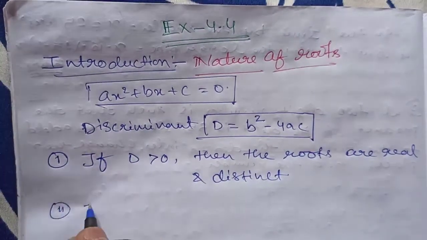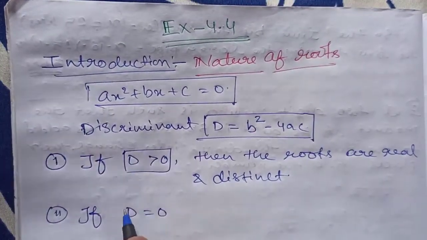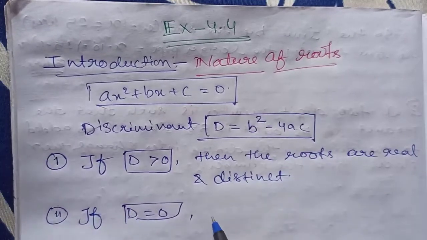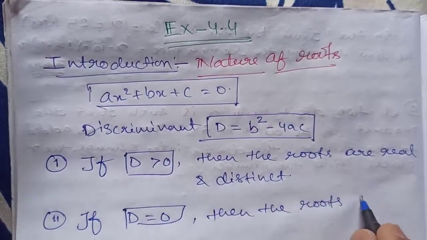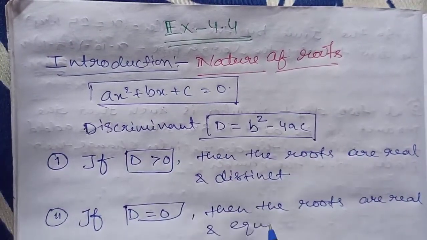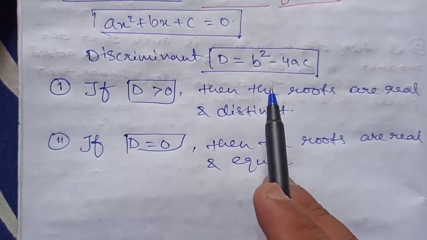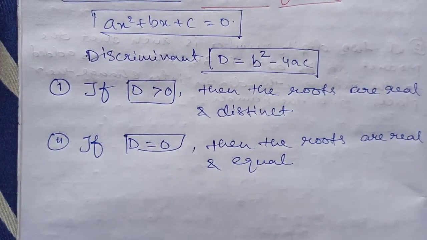The second condition is if d is equals to 0, then the roots are real and equal. By using this formula, if we get d equals to 0, then the roots will be real and equal.